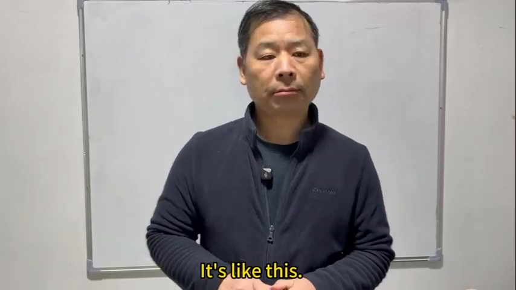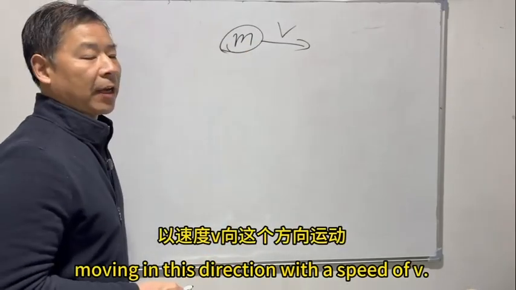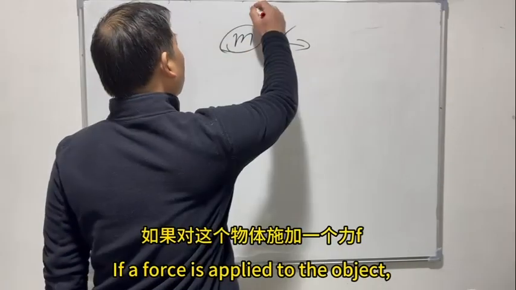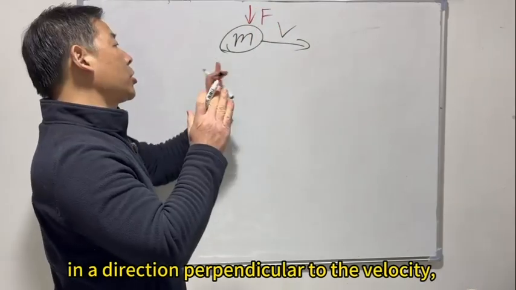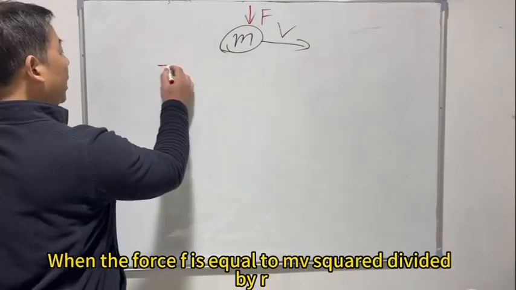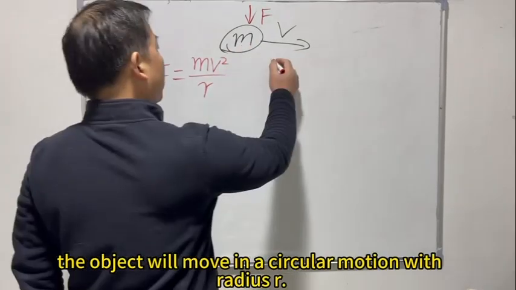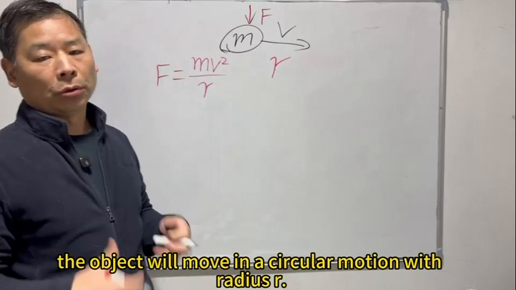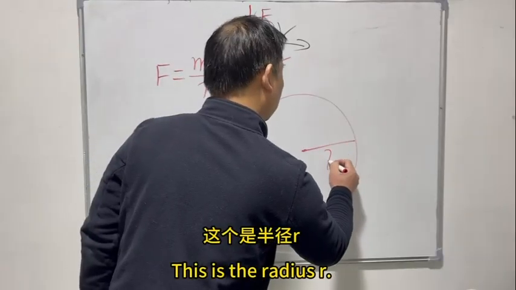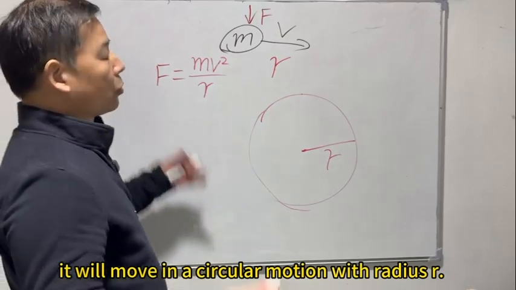It's like this. This is an object with mass m, moving in this direction with a speed of v. If a force is applied to the object, in a direction perpendicular to the velocity, when the force F is equal to mv squared divided by r, the object will move in a circular motion with radius r. This is the radius r. This object will move in a circular motion with radius r.